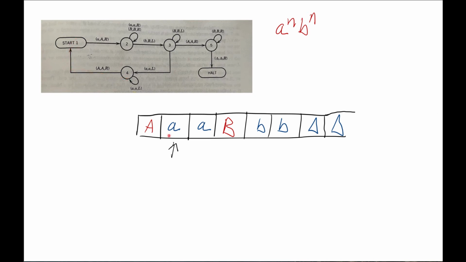We're going to change one lowercase a to a capital A. We're going to move our tape head over all of the lowercase a's and capital B's, change the first lowercase b to capital B, then move our tape head back, bounce off, and then another capital A, another capital B, and we're going to keep doing that.